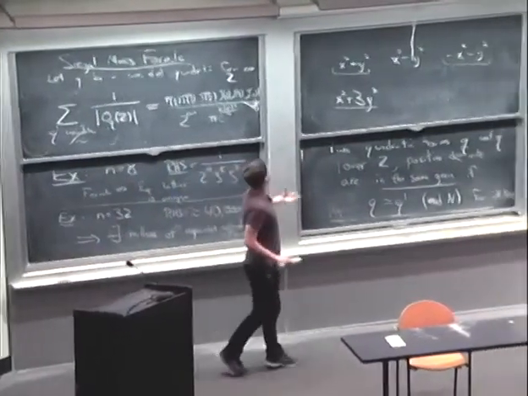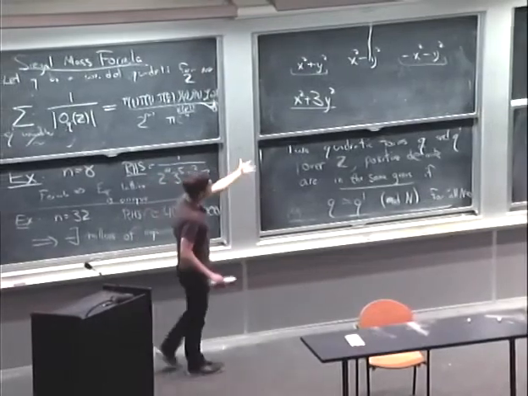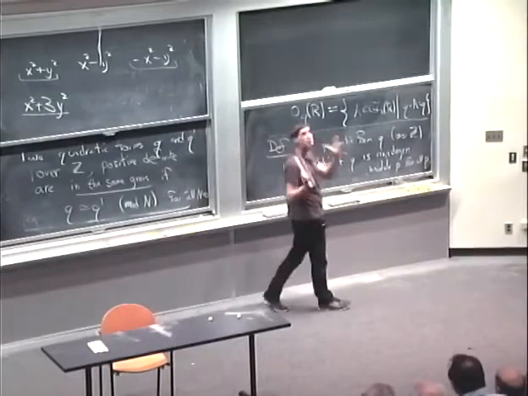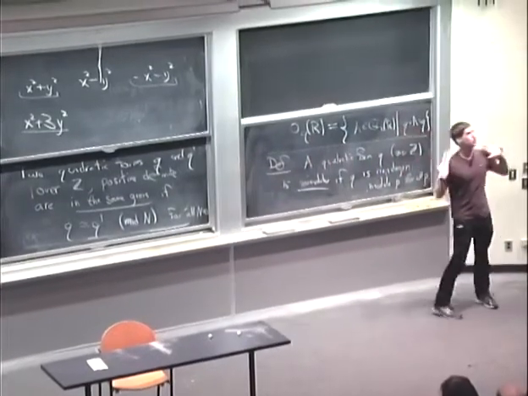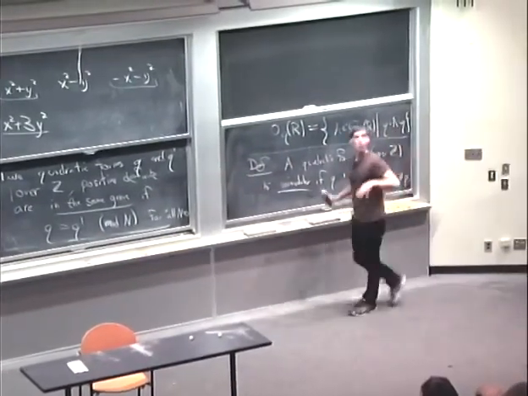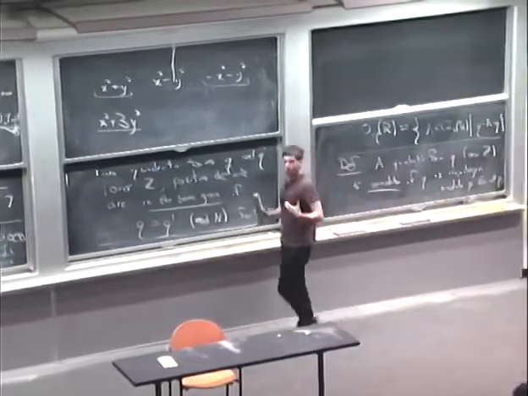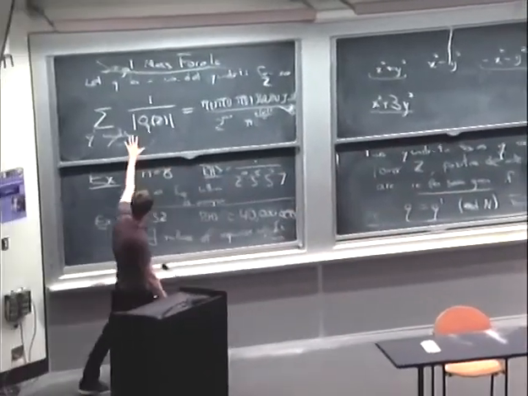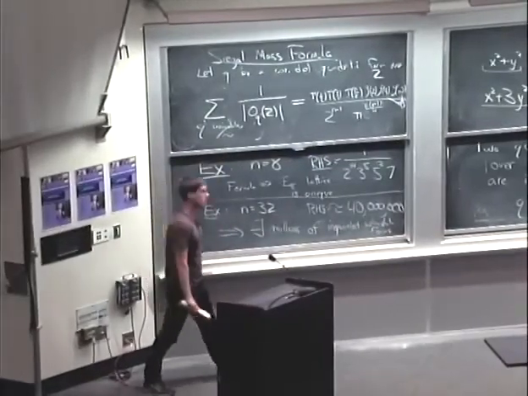So I told you that two quadratic forms in the same genus, they don't have to be equivalent, but let's try and prove that they are. We're not going to succeed, but by trying, we'll maybe get an idea of how many there are, which is what the Siegel mass formula is about.